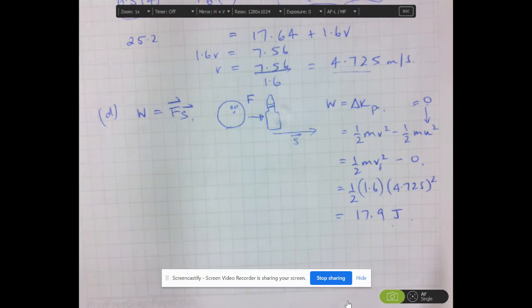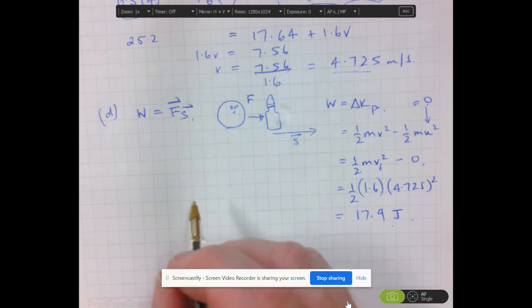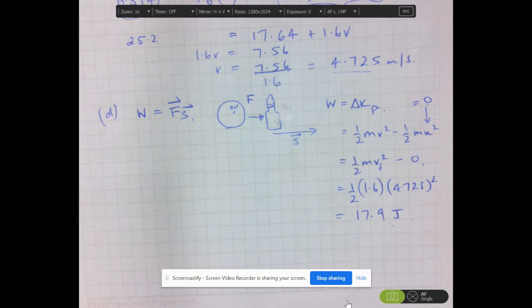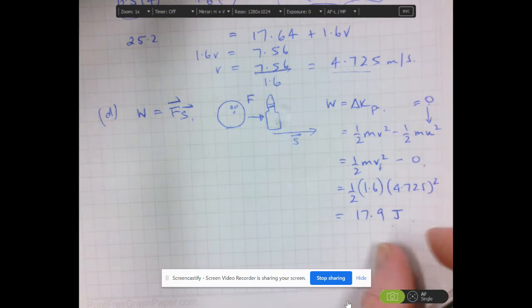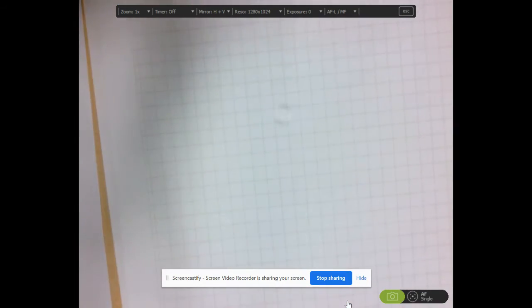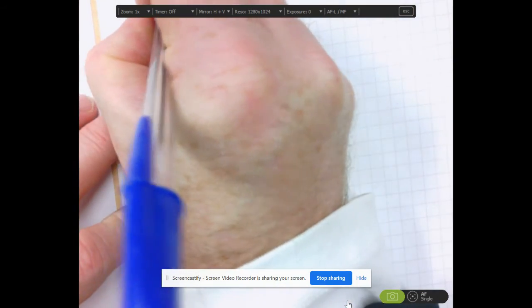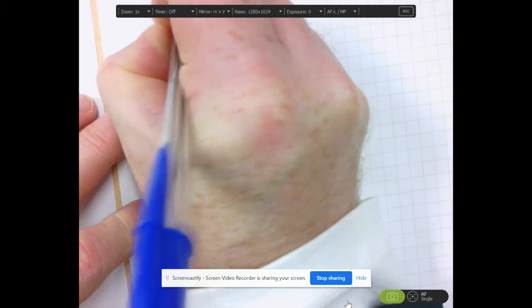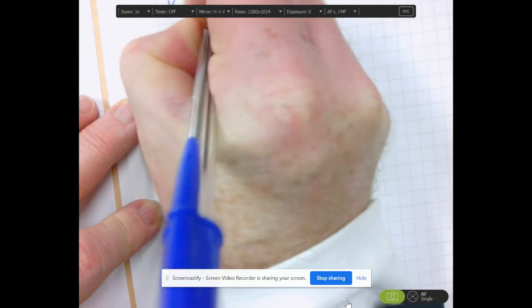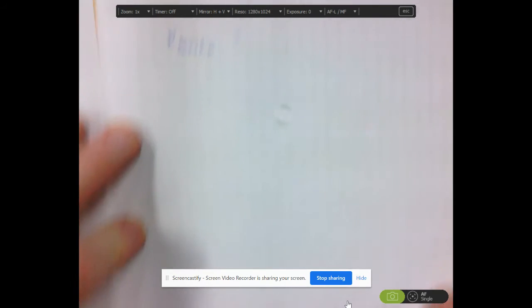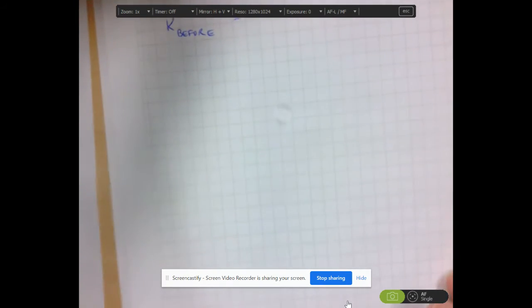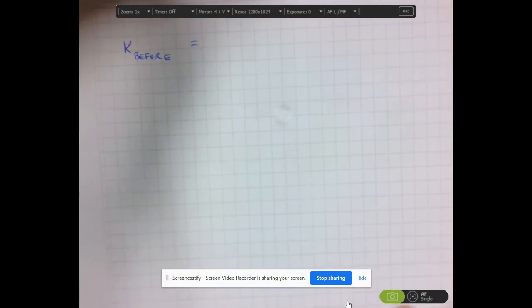So we're just going to contrast them. Actually, we've got to do the full one here now. So I'm just going to take out a piece of paper. So we'll do the kinetic energy before. Okay. So the kinetic energy, oops, that's off the screen there. So I apologize for that.